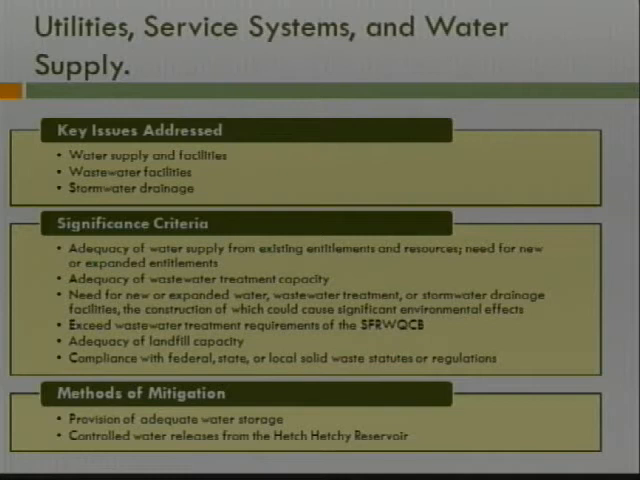The basic criteria used to determine whether there is a significant impact: is there water supply from existing entitlements and resources for new and expanded development? Existing is somewhat of a broad term. Or are we relying on somebody going to find water later? What is the adequacy of wastewater treatment capacity? If there's adequate capacity, the impact is less than significant. Is there a need for new facilities, and would the construction of those facilities cause a significant impact?